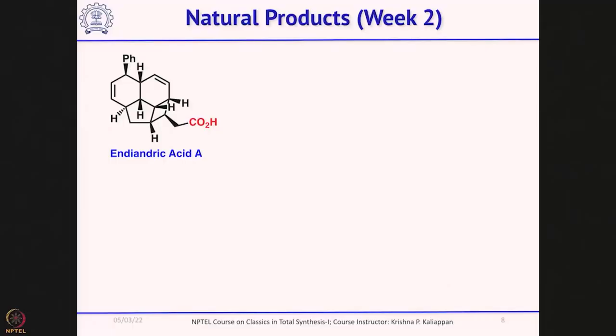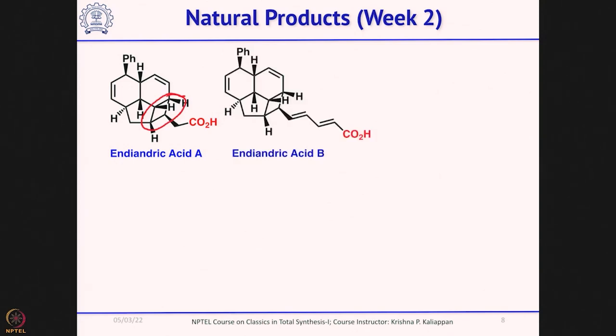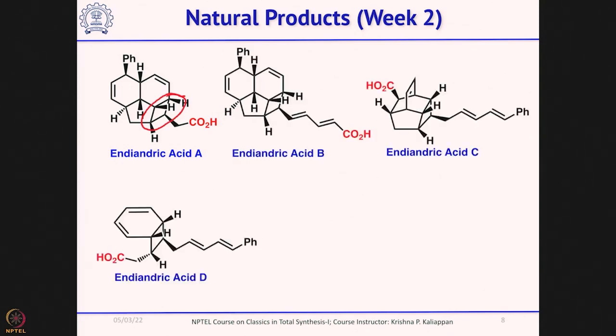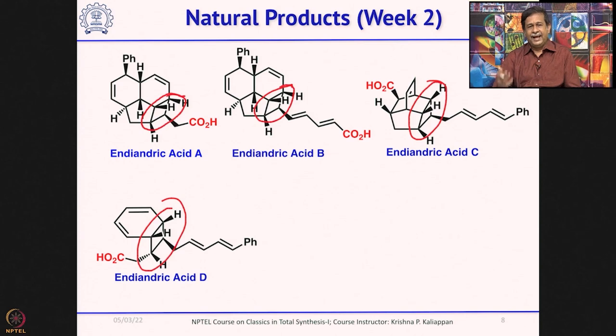So if you look at this molecule, you can see it's a tetracyclic compound, and the tetracyclic compound has a cyclobutane. Okay. So there are at least four natural products belonging to this. They are called indihydric acid A, B, C, and D, and all of them have, you can see, a cyclobutane ring, and we will discuss the total synthesis of these four natural products as well as intermediate natural products which are converted into indihydric acid.